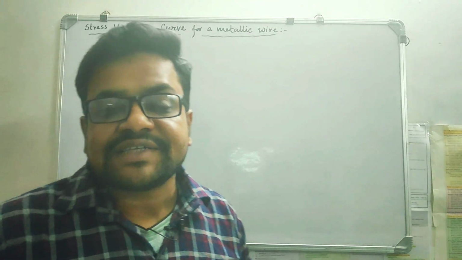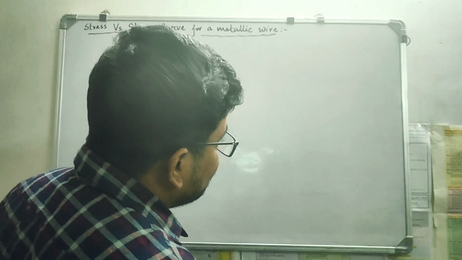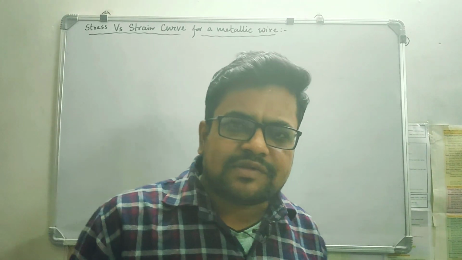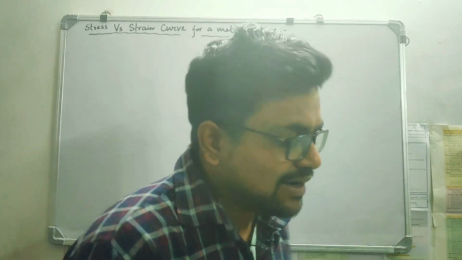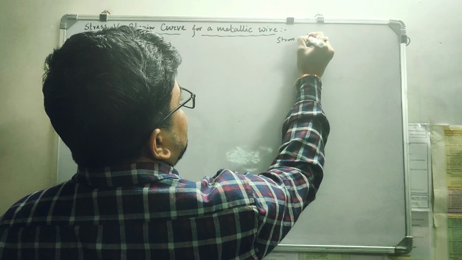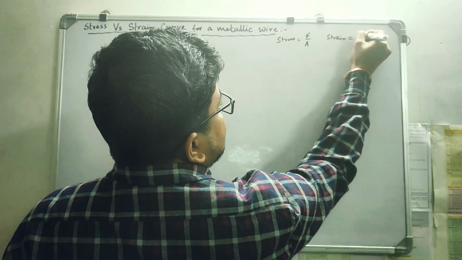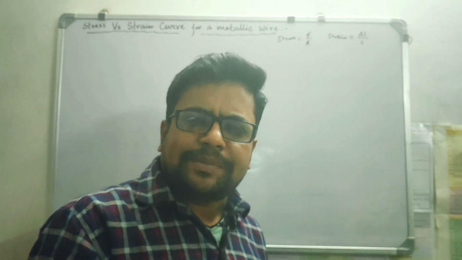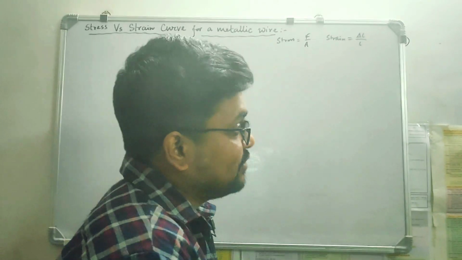This is lecture number 3 of the mechanical properties of solids. The topic is the stress versus strain graph of a metallic wire, especially for ductile material, which we will discuss today. As we already know, stress means force upon area, and strain means change in length by original length, or change of any dimension. Change of volume by original volume can also be a strain.